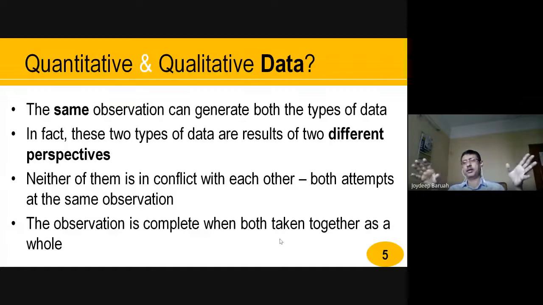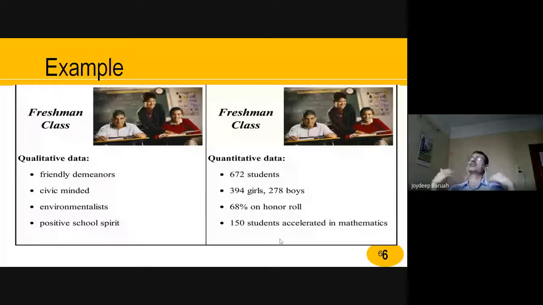Let me give you one example. Suppose you visit a class, and you can apply different lenses. If you apply a quantitative lens, you will look for numbers. How many students are there? How many are boys? How many are girls? What is the attendance? How many students are good in mathematics, English, and so on. So the lens is how many. You are counting, and you get the numbers: 672 students, this number of girls, this number of boys. All the data are coming in terms of numbers. That's the quantitative lens.